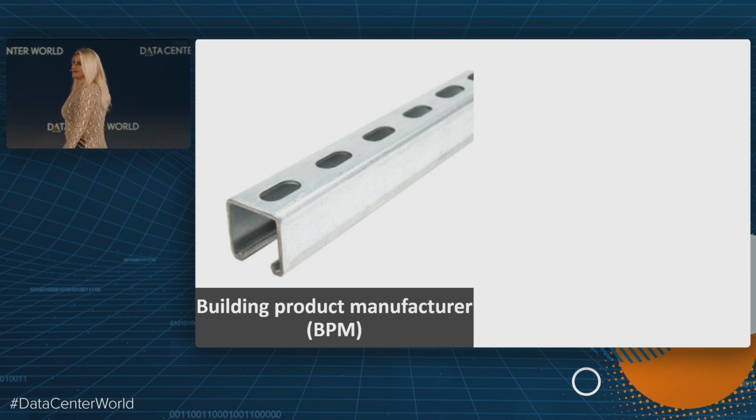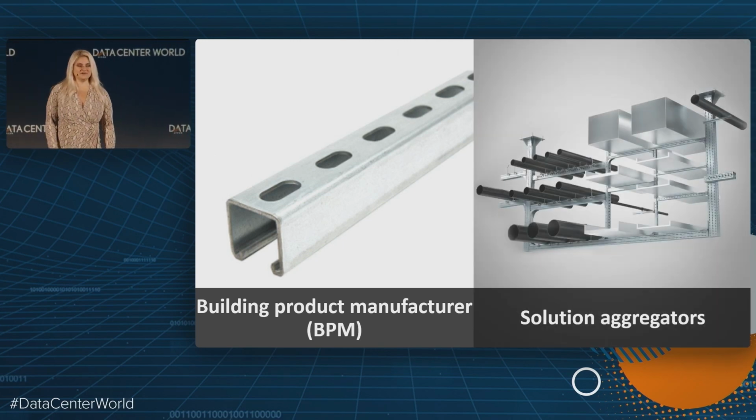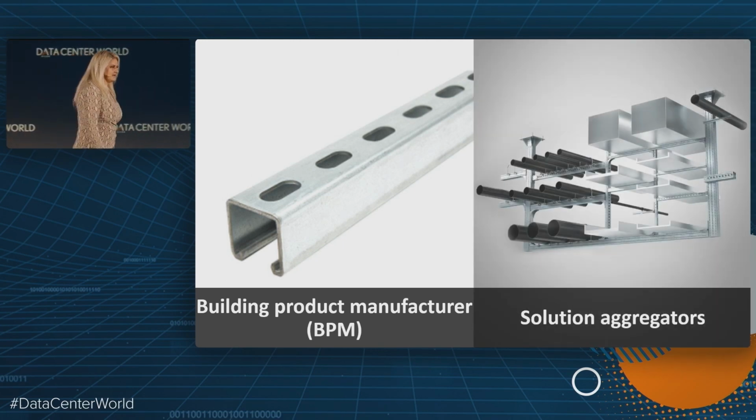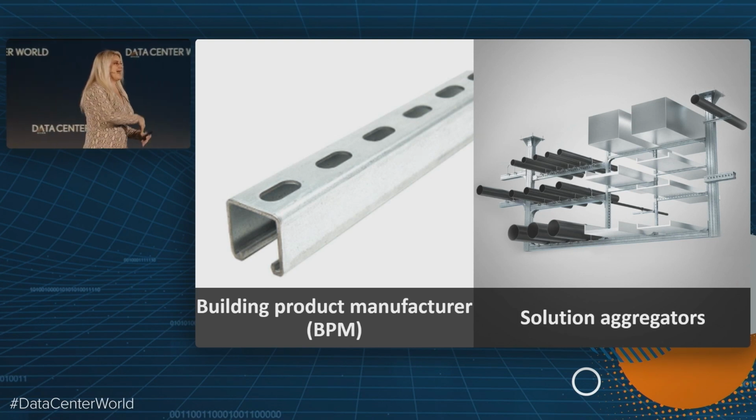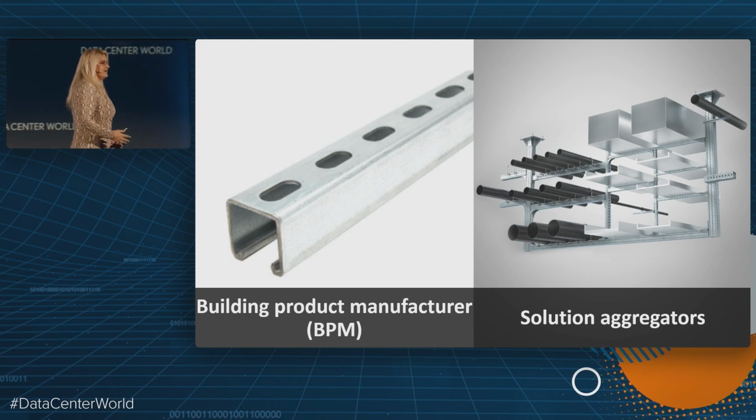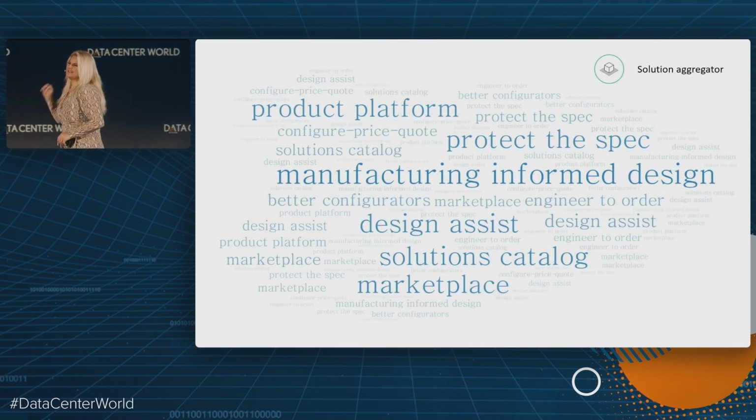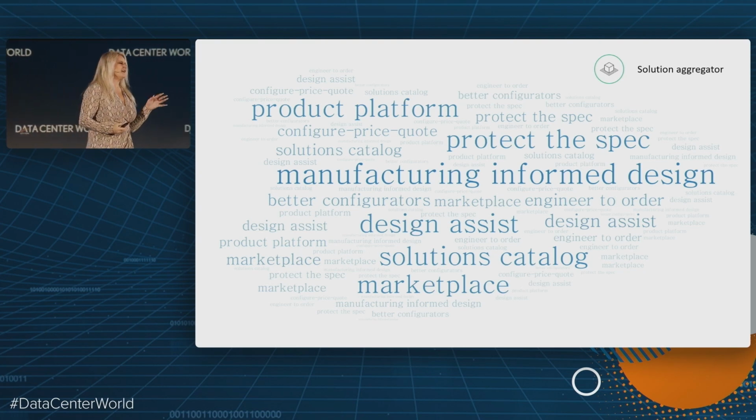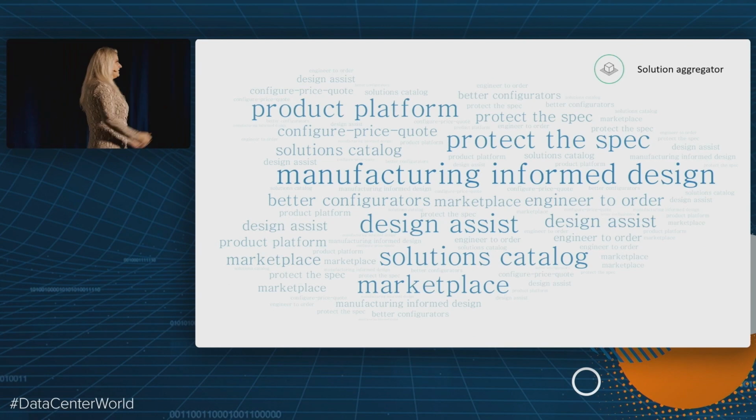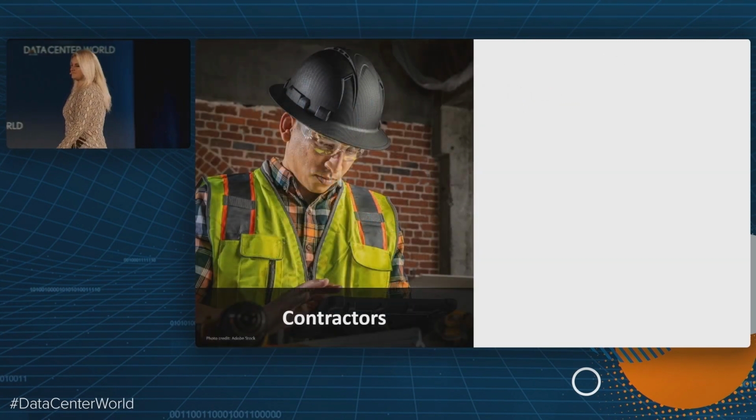Those building product manufacturers, they're becoming more solution aggregators, right? They don't want strut. They want the whole rack. So they want to get in the front of the process, and they want to aggregate more of their equipment into these, right? That's why skids happen now. They say things like product platform, protecting the spec, you hear them saying it, manufacturing informed design, design assist. These are all words of them trying to get up to the front. They want a digitized marketplace, right?